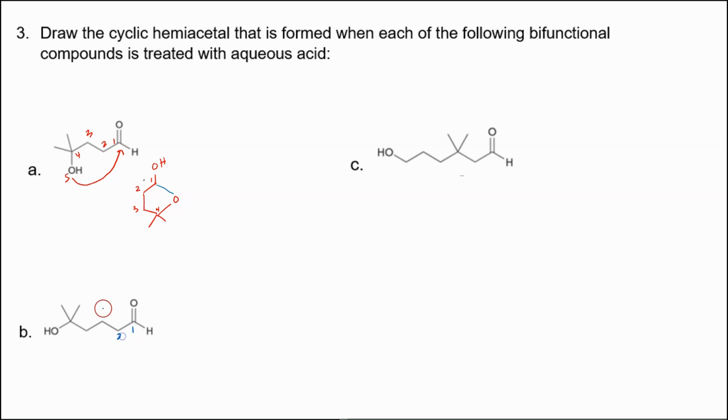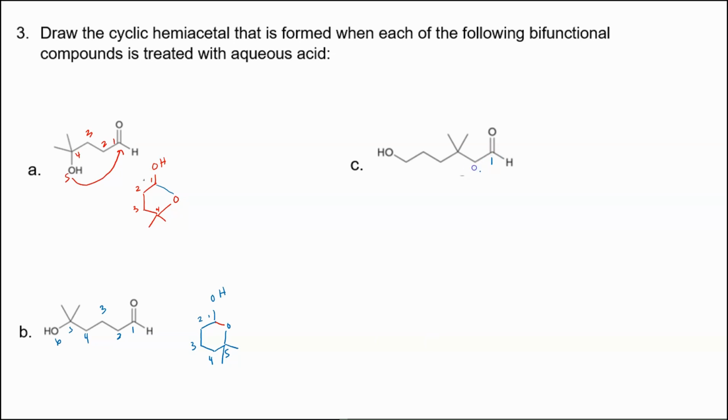In B, we'll have a 6-membered ring. Here our dimethyl is at 5. And I have an oxygen coming off of 5, and a new bond to the oxygen. So that's the hemiacetal that we formed there.